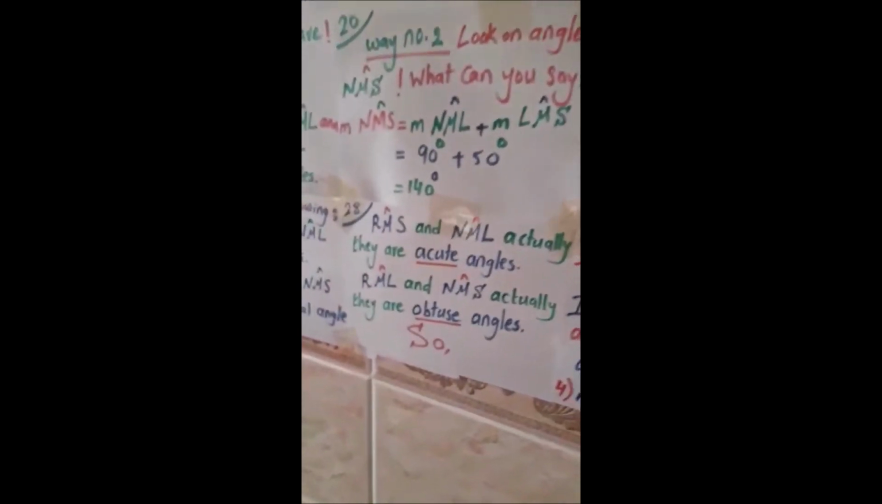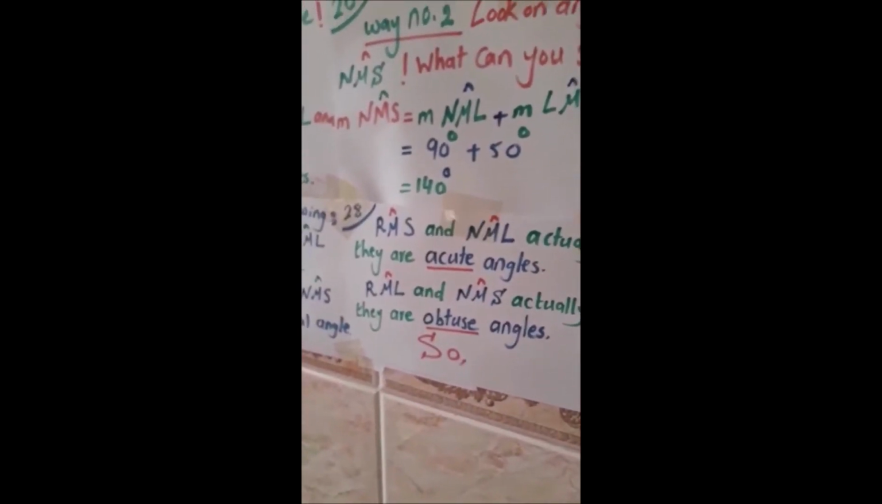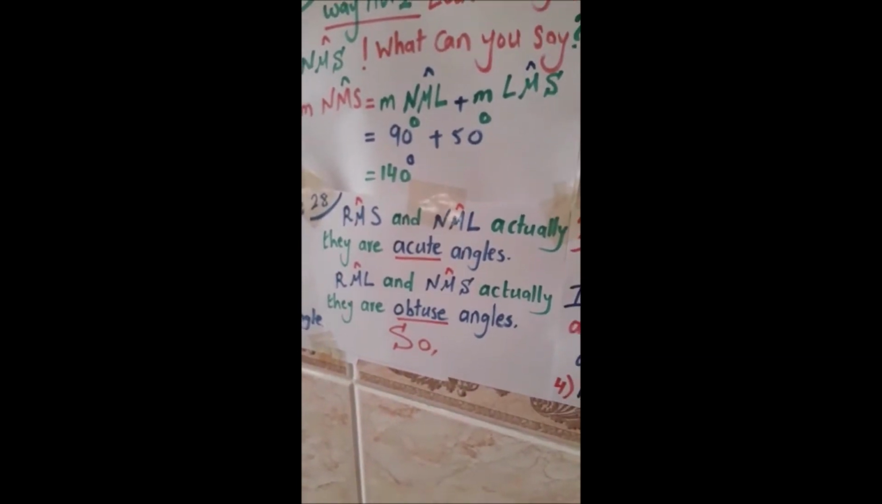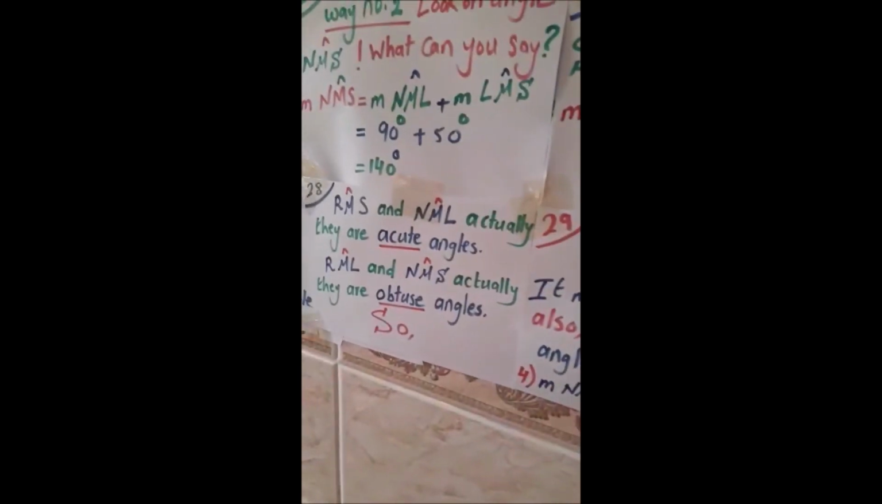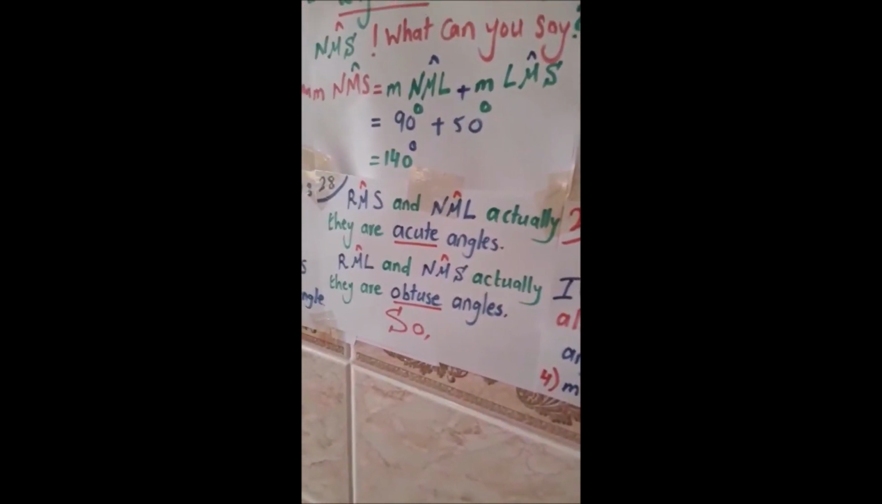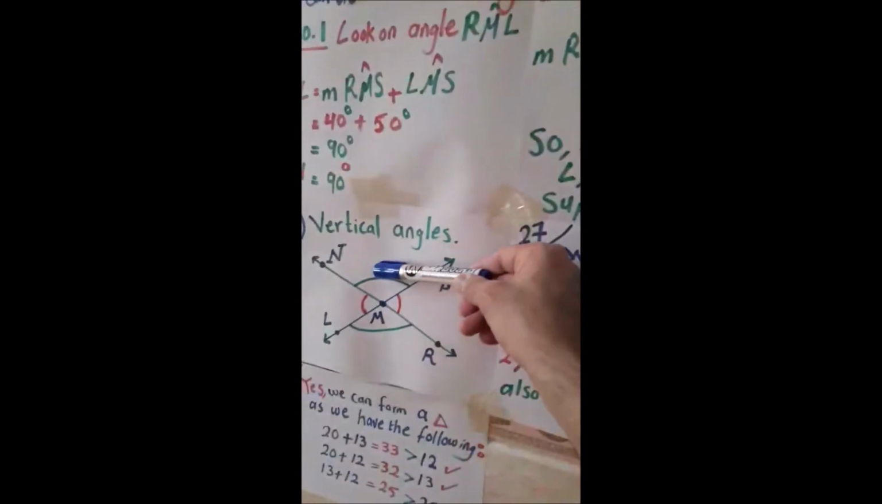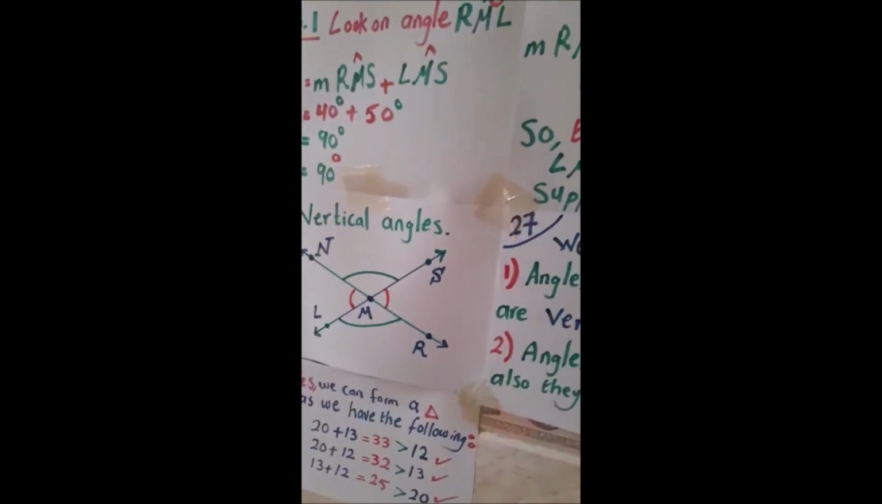They are obtuse angles. So here, look what he said. RMS and NML are acute angles. We say that this one with this one, they are acute. And for RML and NMS, they are obtuse angles. Excellent, guys. This angle with this angle, again, they are vertical, but they are acute angles.